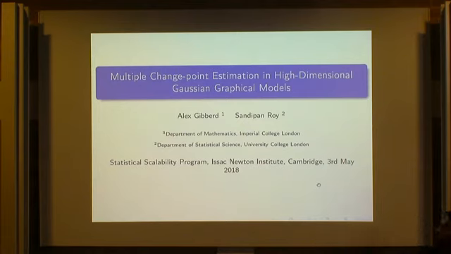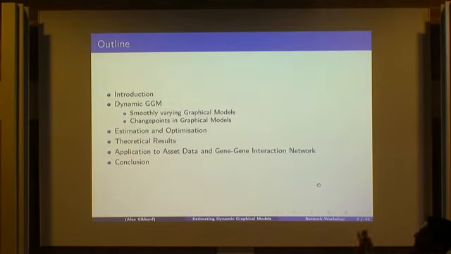So the talk will comprise these things. I'll start with a brief introduction of graphical models and how the interest among various people in recent times has been in change point estimation in graphical models. There are two areas of dynamic graphical models: one where the graph varies smoothly over time, and the other, change points, where you have sharp jumps in the structure. I'll give a brief literature review about those two things.